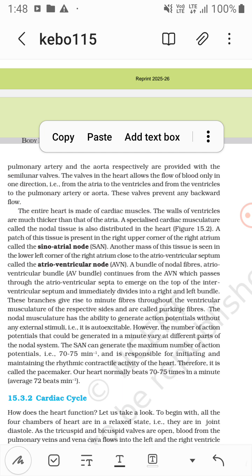The SA node, then AV node, then a bundle of nodal fibers, that is the atrioventricular bundle, continues from the AV node. So AV node, then AV bundle, which passes through the atrioventricular septum to emerge on top of the interventricular septum, and immediately divides into a right and left bundle. These branches give rise to minute fibers throughout the ventricular musculature of the respective sides and are called Purkinje fibers.